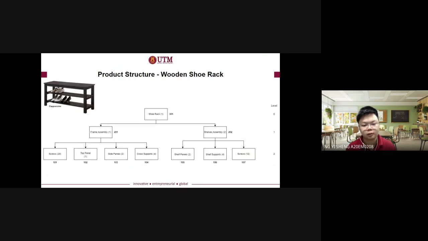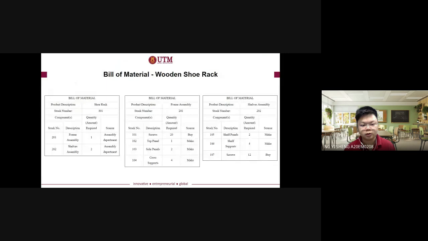So this is our product structure for the wooden shoe rack. There are three levels, which are level 0, level 1, and level 2, which have shoe rack, frame assembly, and shelf assembly. And they also have their sub-assembly. So this is the bill of material of wooden shoe rack. We have the bill of material of shoe rack, frame assembly, and shelf assembly. Here we have the source of buying or making.